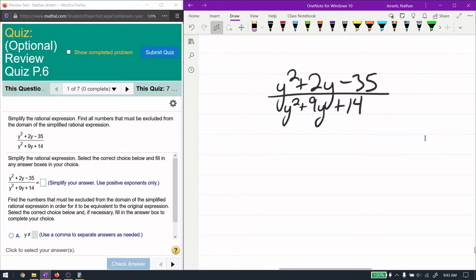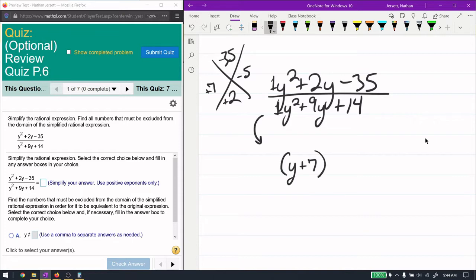There's a couple things we have to do in this, but the first step is always factoring everything. For the top portion, we see we have 1 and 1 for a on both top and bottom. But for the top, a times c is 1 times negative 35, and b is 2. So two numbers that multiply to give the top, add to give the bottom. It's going to be positive 7 and negative 5. Because a is 1, we can do the shortcut for the AC method. The top just becomes y plus 7, y minus 5. The better you are at factoring, the faster these will be.